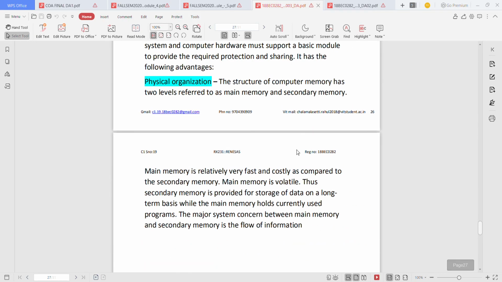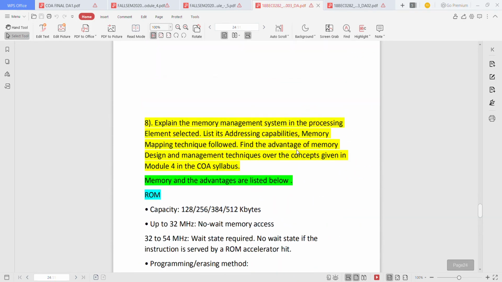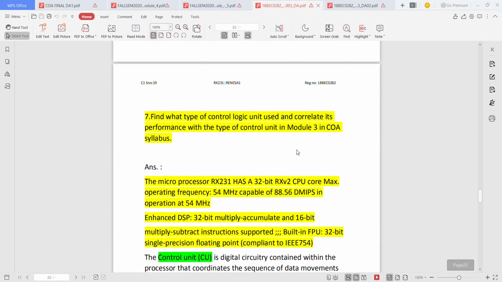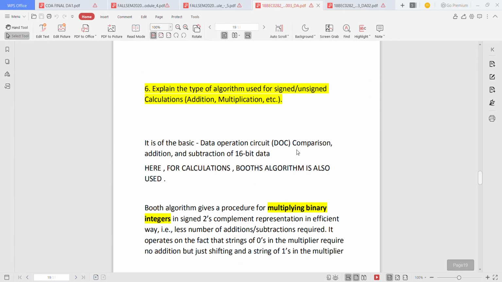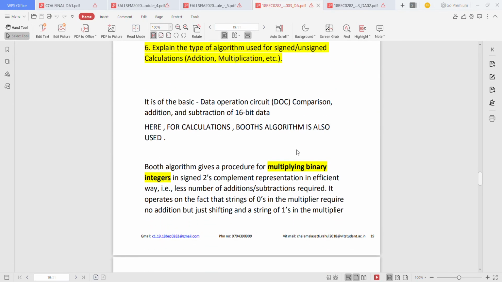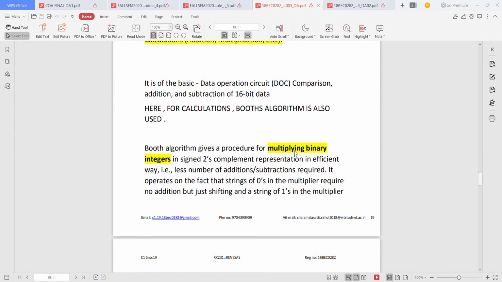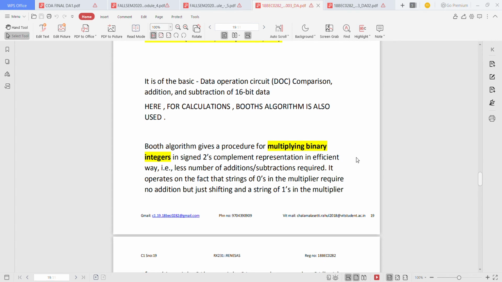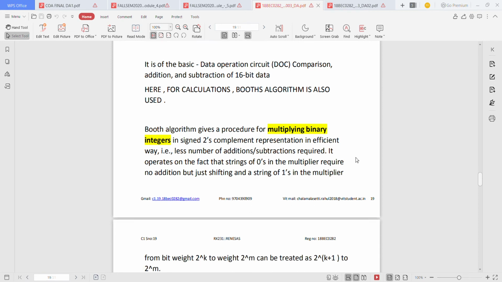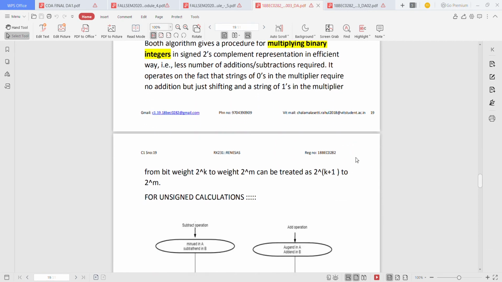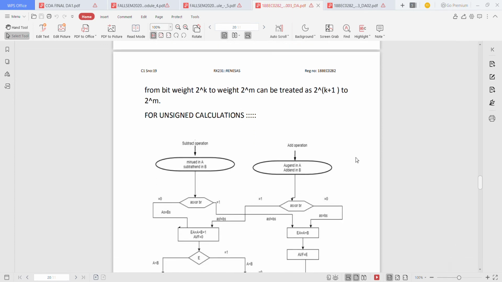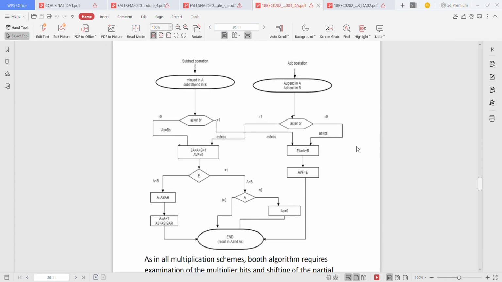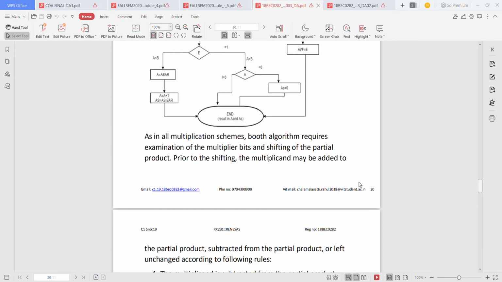And we are going to discuss the type of algorithm used for signed number calculations. Generally, Booth's algorithm is a procedure for multiplying binary integers in signed 2's complement representation efficiently. For unsigned calculations, this is the block diagram which I have drawn.